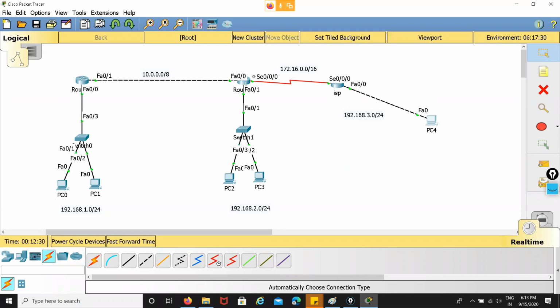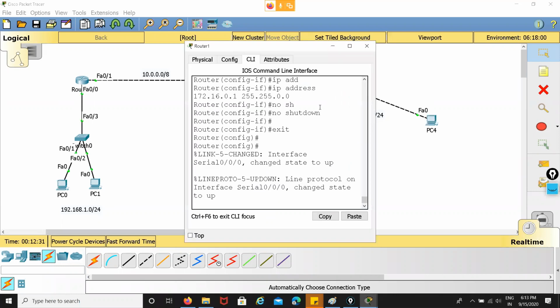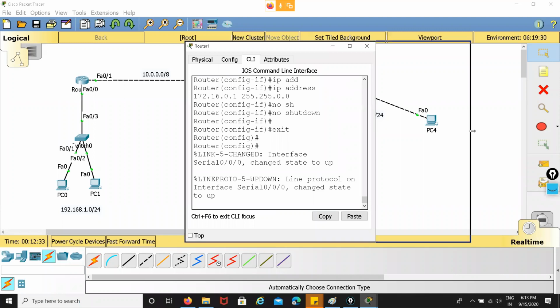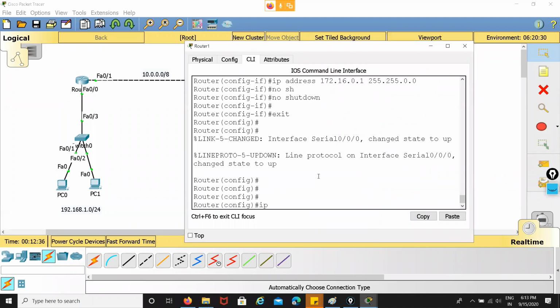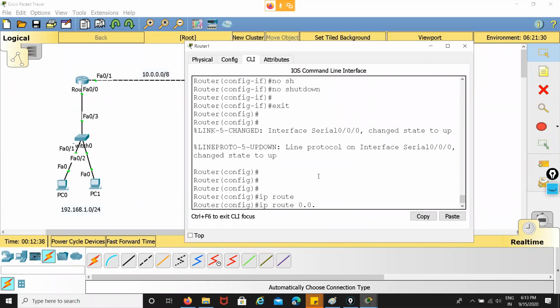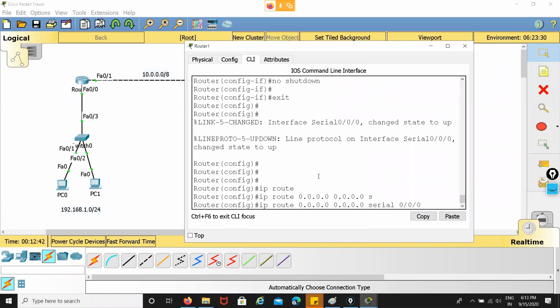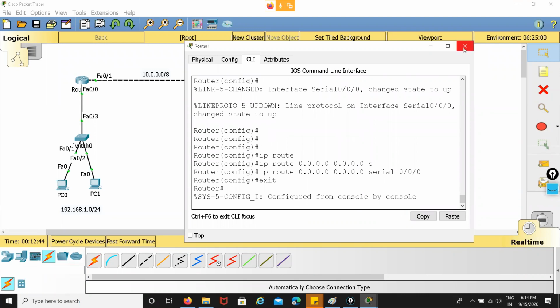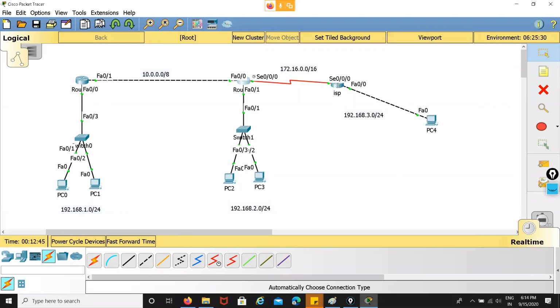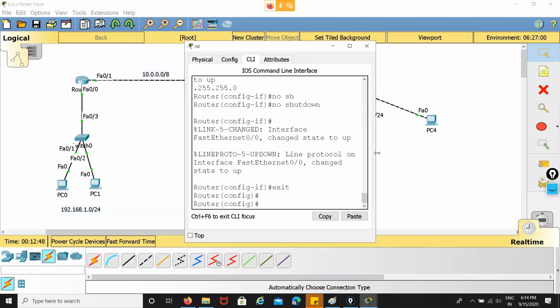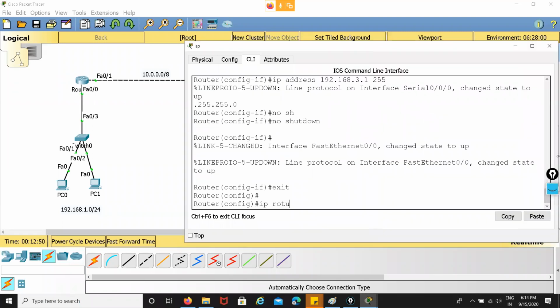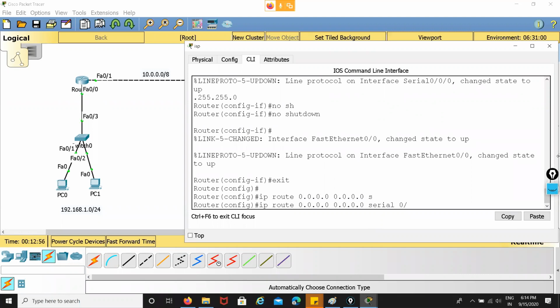To do this, I simply need to configure the static route here, which is known as the static default route, 0.0.0.0. We already discussed it in RIP. So I do the same thing from the other side as well, configuring 0.0.0.0 with serial 0/0/0.